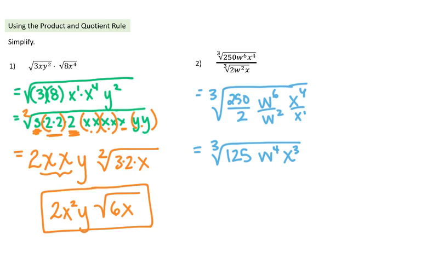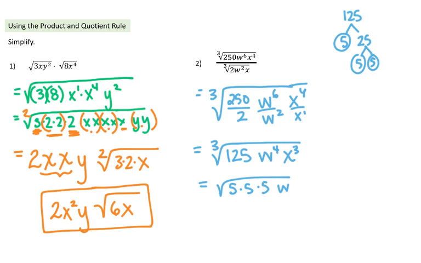So now if you want to pull 125 apart, 2 doesn't go into it, 3 doesn't go into it, 5 goes into it. 5 goes into it 25 times, and 25 is just 5 times 5. So we can rewrite 125 as 5 times 5 times 5. There's 4 w's here. There's 3 x's here.